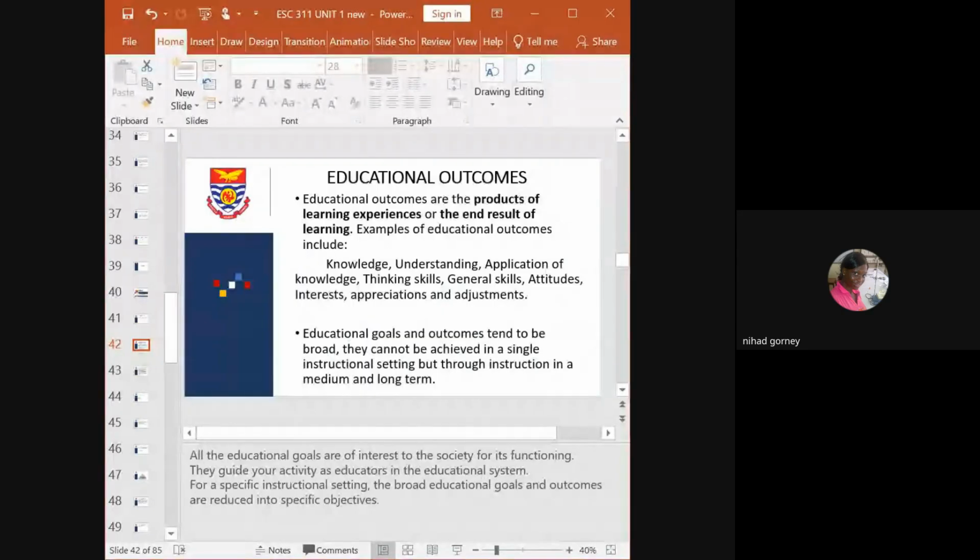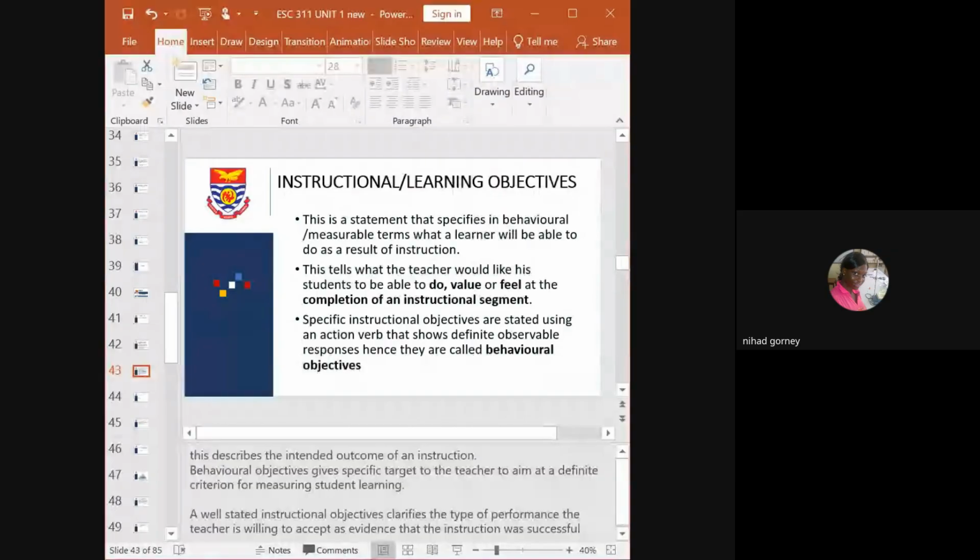Okay, now moving on. Knowing this, we now break them into instructional or learning objectives. That comes down to a statement that specifies a measurable behavior of a learner. So we want to know what a learner will be able to do as a result of instruction. So we have broken all the big educational goals and outcomes into various settings, short term within a long-term program. For the shorter term, which is the learning objective, you want to look at what the learner will be able to do as a result of sitting in this instructional period.